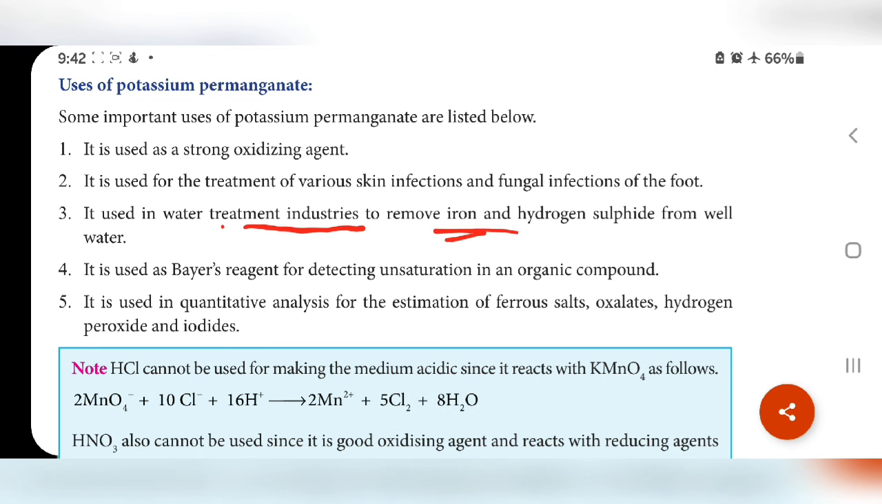It is used as Baeyer's reagent, cold dilute alkaline potassium permanganate, for detecting unsaturation in organic compounds, and it is used in quantitative analysis for the estimation of ferrous salt, oxalate, hydrogen peroxide and iodide. For estimation of these ions it is used in quantitative analysis.